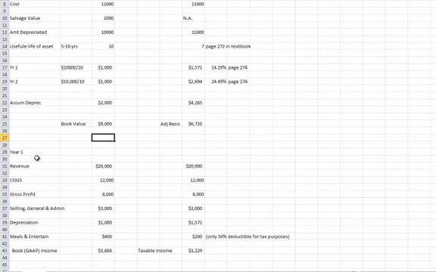Let's look at a year one essentially income statement under the two methods. If we had revenue of $20,000 for each method, cost of goods sold of $12,000, giving us a gross profit of $8,000. Revenue less cost of goods sold, gross profit $8,000. Assume selling general administrative expenses of $3,000.